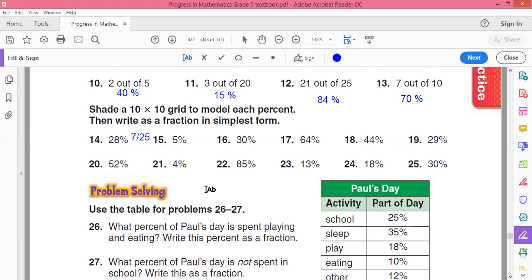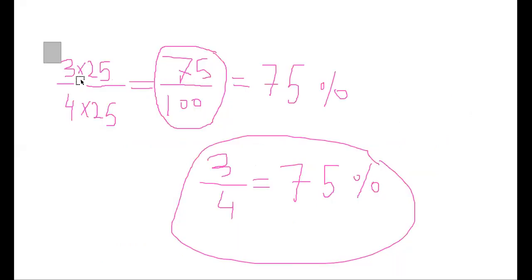Omar, 28% is equal to 7 over 25. Do you know how to do this one? Yes, teacher. 25 multiply 4 will be 100, and 7 multiply 4 will be 28. Okay, but from 28%, how did you get 7 over 25? I'm asking this. The same thing. 100 divided by 4. Yes, it will be divided.